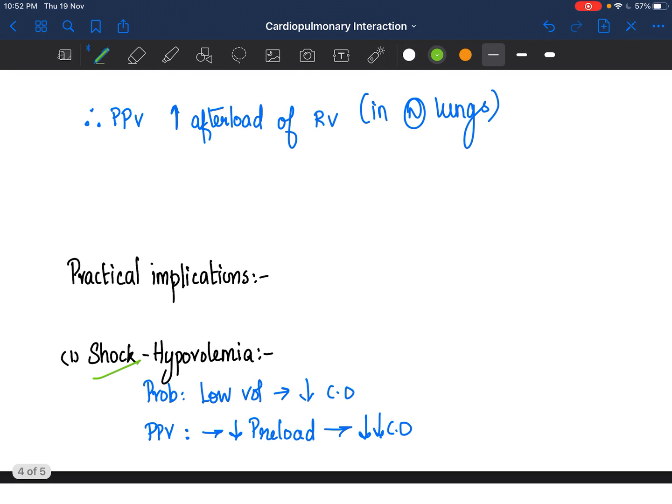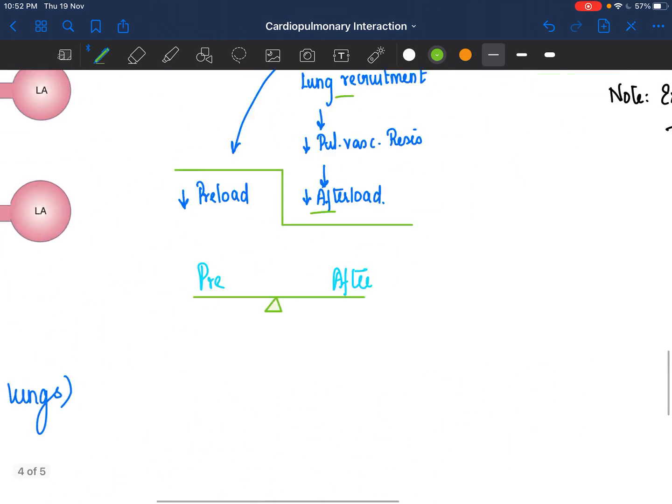So, this is the point. You do not want the patient to be intubated and ventilated with pre-existing low volume. So, give volume before ventilating the patient. Okay, you do not want this further drop in preload and cardiac output to happen.